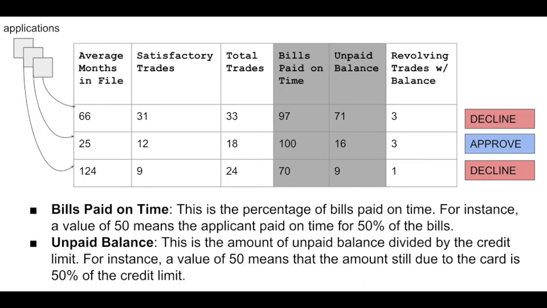Please also pay attention to these important features: bills paid on time and unpaid balance. Bills paid on time is a percentage of bills paid on time. For instance, a value of 50 means the applicant paid on time for 50% of the bills. An unpaid balance is the amount of unpaid balance divided by the credit limit. For instance, a value of 50 means that the amount still due to the card is 50% of the credit limit.